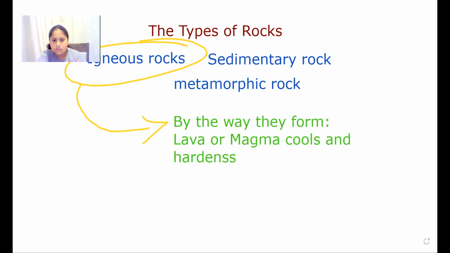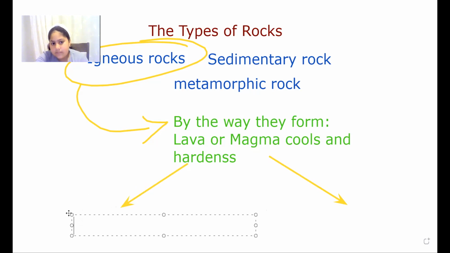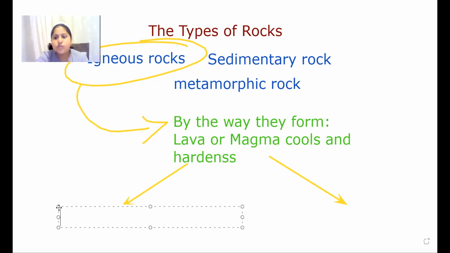Okay. So, do I have only one way that magma cools, or two ways, or three ways, or four ways? How many ways will lava and magma cool? Will they cool at the same time? No. So one of them will cool quickly and one of them will cool slowly. Excellent. Quick.